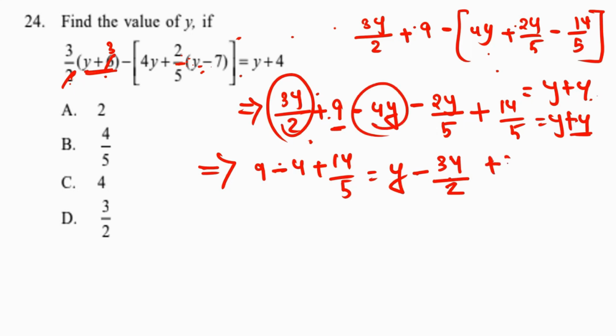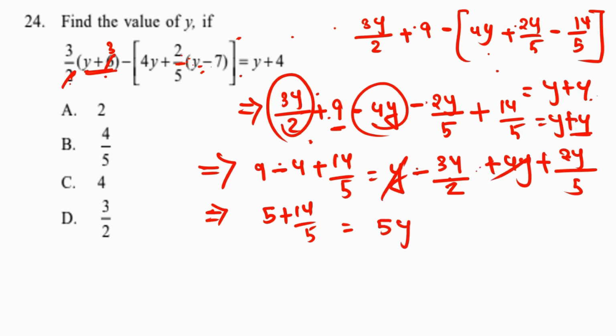Minus 4y would go here. So plus 4y minus 2y by 5 would go here. So it becomes plus 2y by 5. 9 minus 4 is a 5 plus 14 by 5 is equal to y plus 4y is 5 by minus 3y by 2 plus 2y by 5.